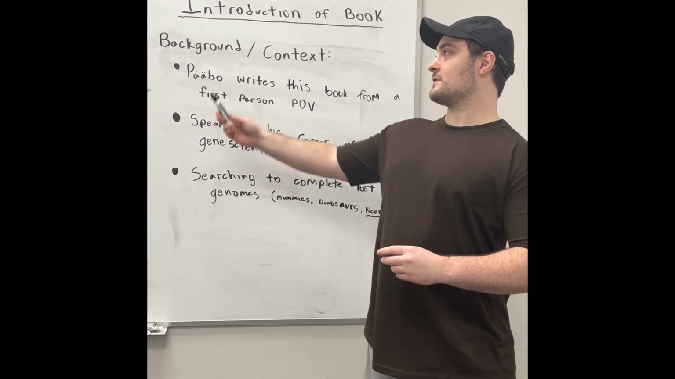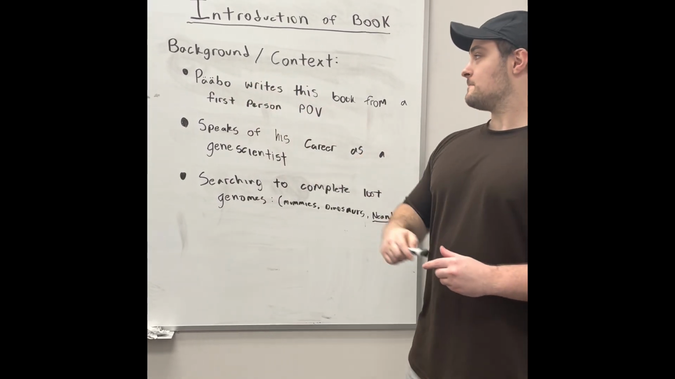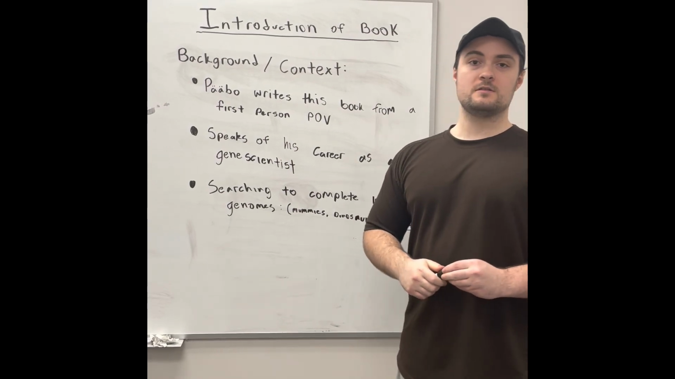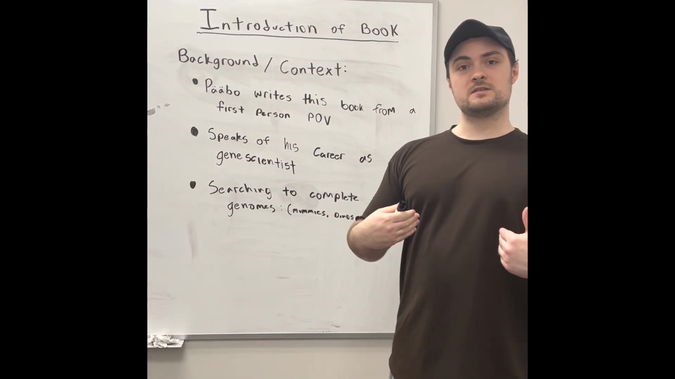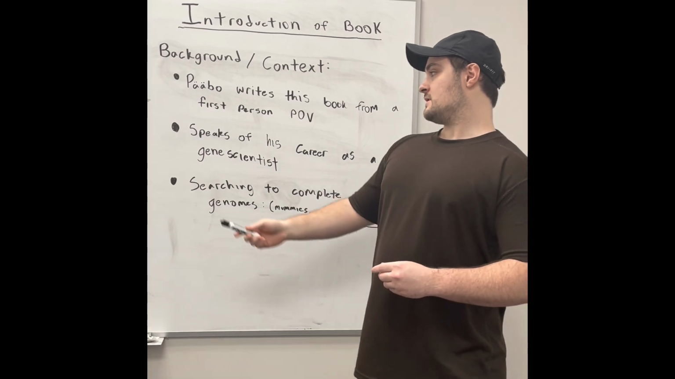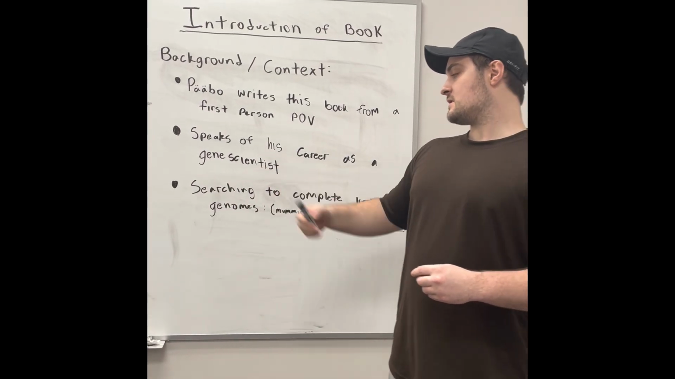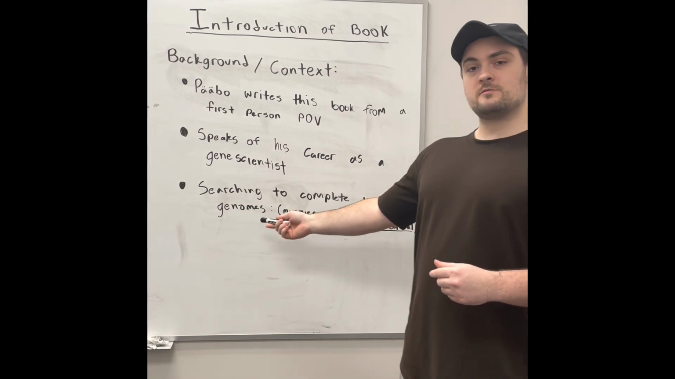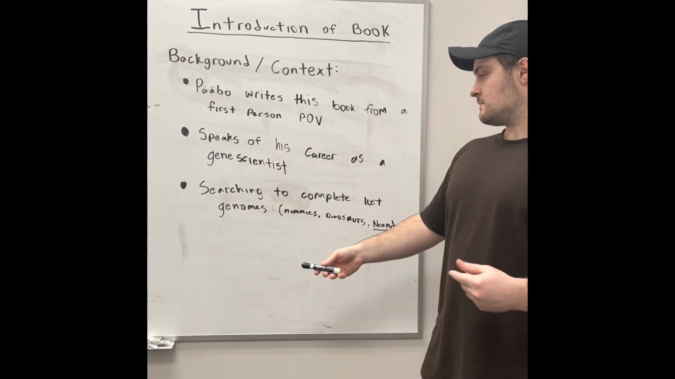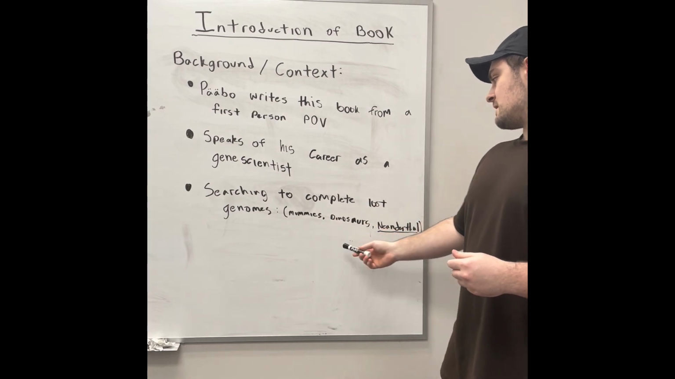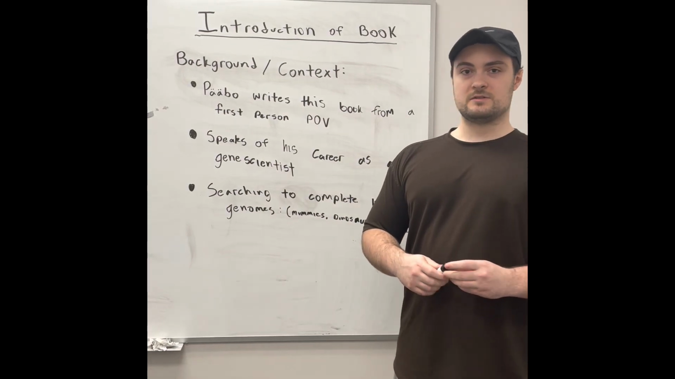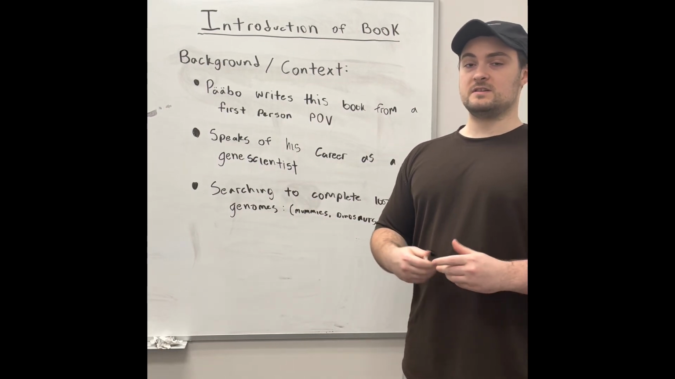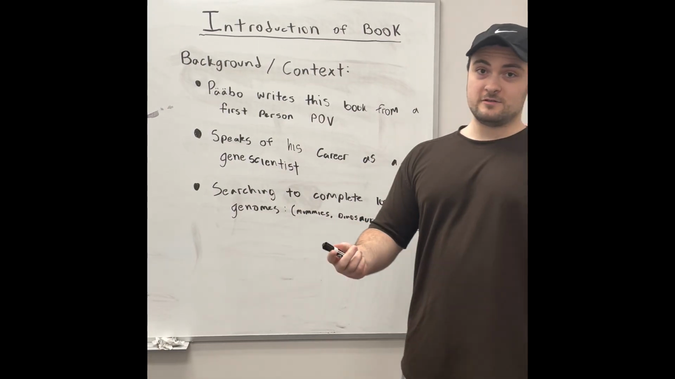Okay, so now we can look at some background and context of the book. Pääbo writes this book from a first-person point of view, so he is telling his story to us in the first person. He is speaking about his career as a gene scientist and specifically of his search to complete lost genomes. The lost genomes he was researching were mummies, dinosaurs, and Neanderthals. So he was looking to come up with a complete DNA sequence of these topics. That's what a genome is.